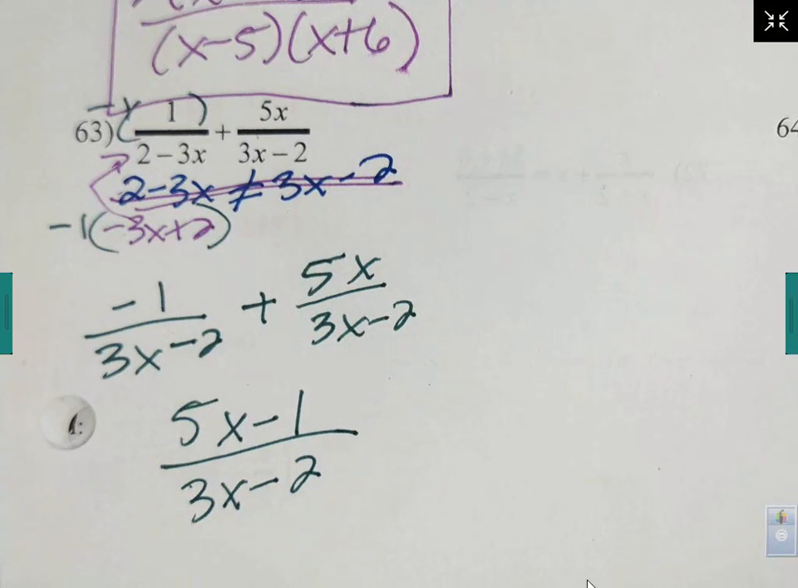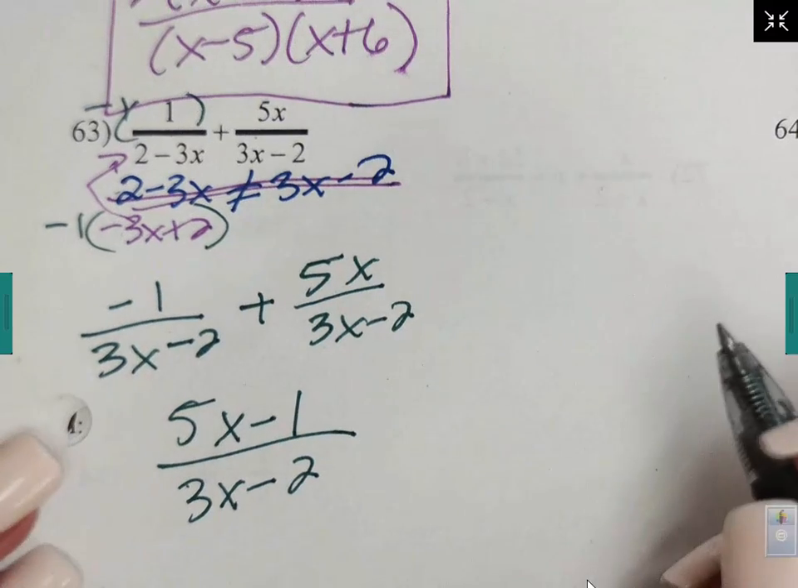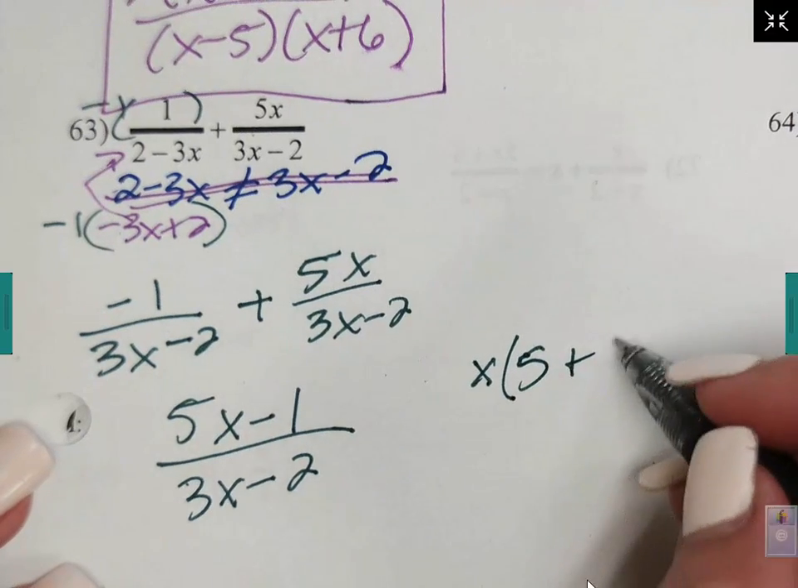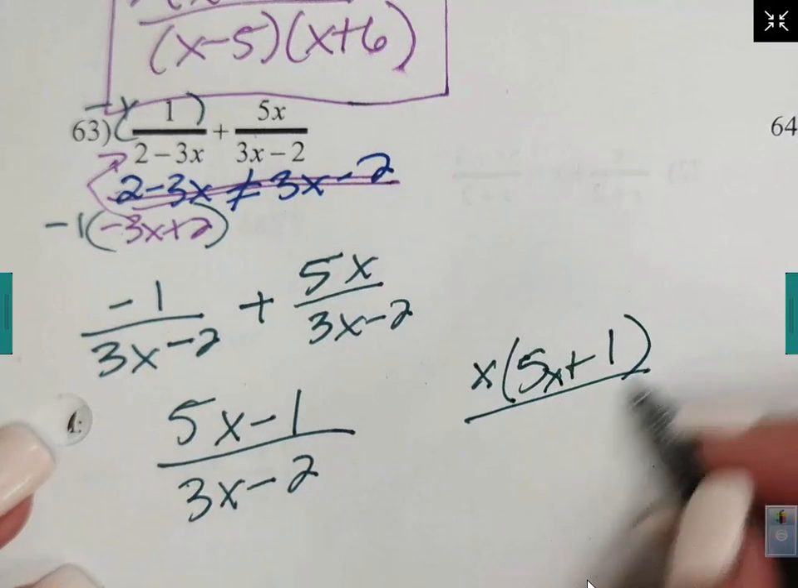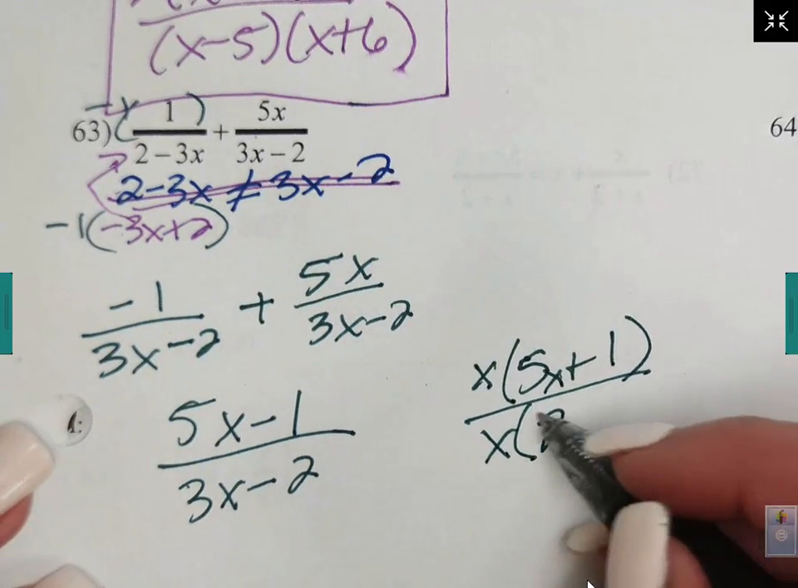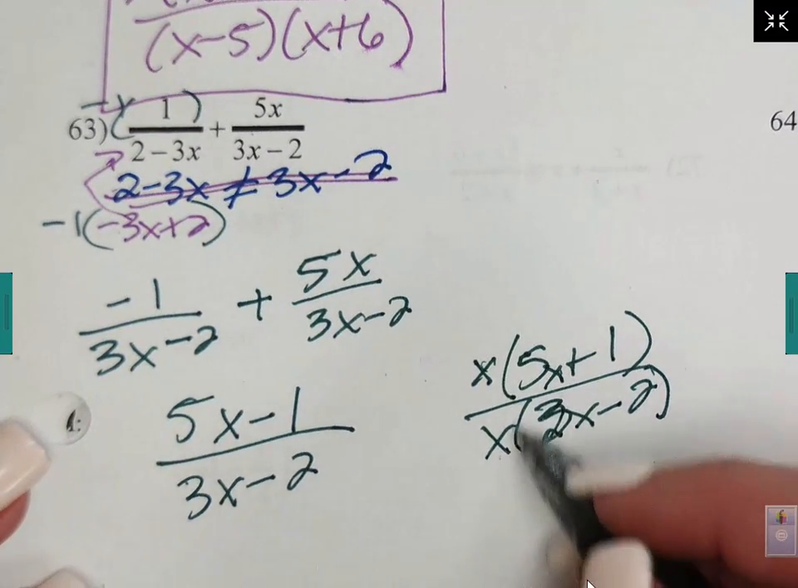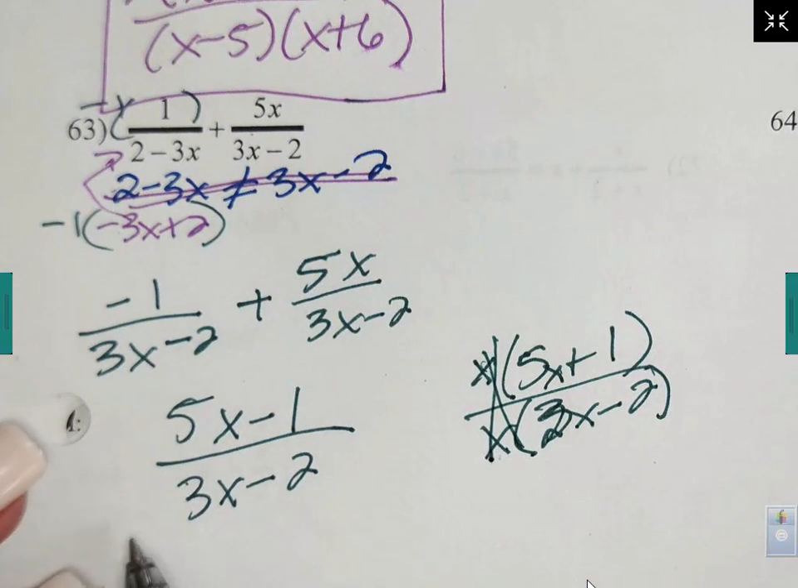Can we simplify that? Well, if we could simplify it, we would, but we can't. How would you propose we simplify it? We can only simplify if multiplication is occurring. For example, if this said x times 5x plus 1 over x times 3x minus 2, okay? If these x's were out here and they're being multiplied, then we could cancel out the x's, but we can't cancel them out here.